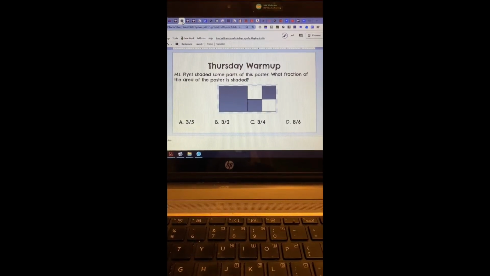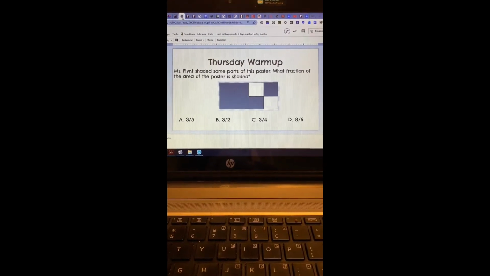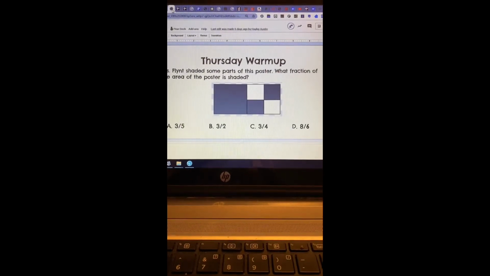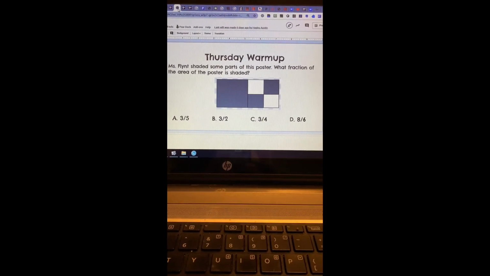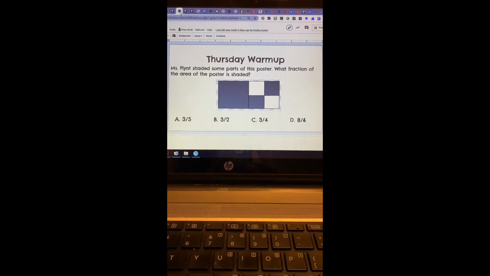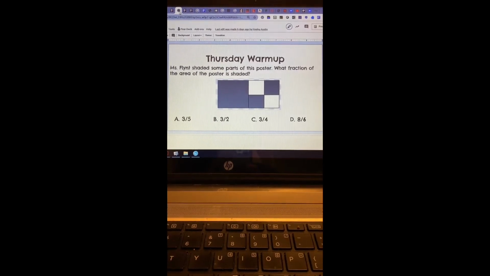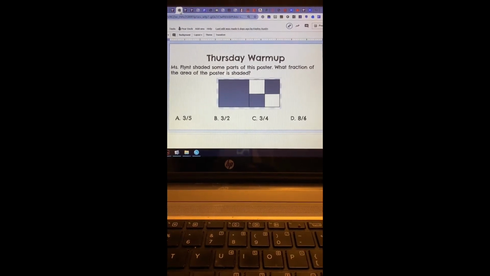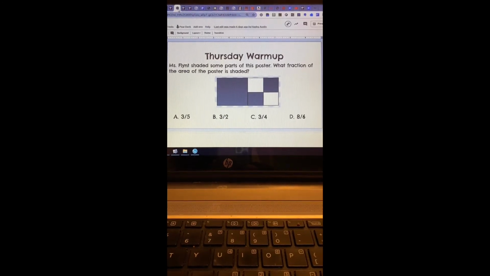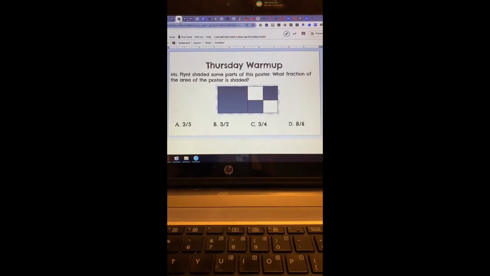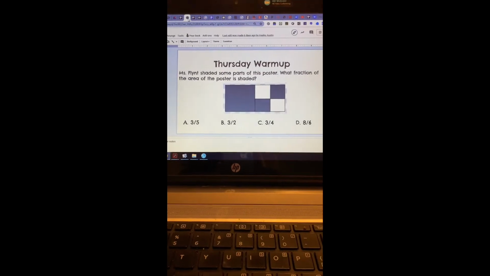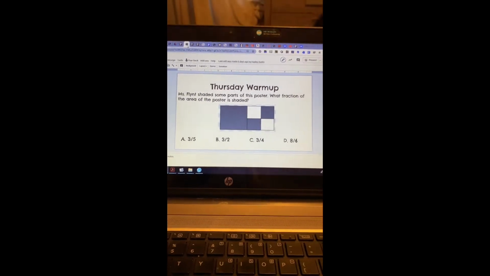All right, for your warm-up, guys. Thursday's warm-up. Miss Flint shaded some parts of this poster. What fraction of the area of the poster is shaded? I'm going to give you about a minute and a half to solve it, trying to find out what fraction of the area of the poster is shaded.